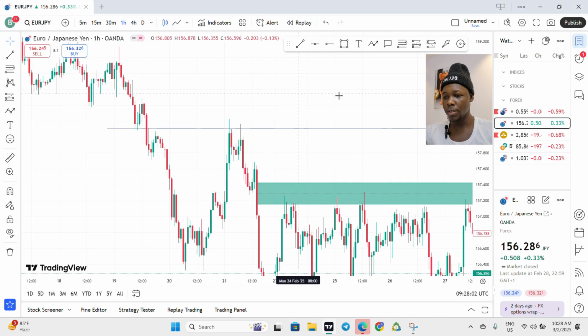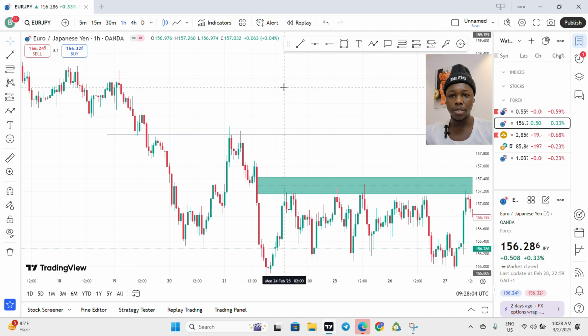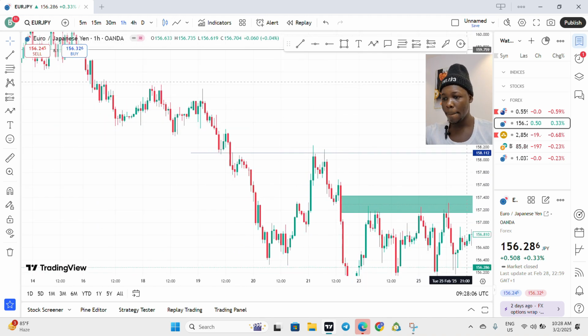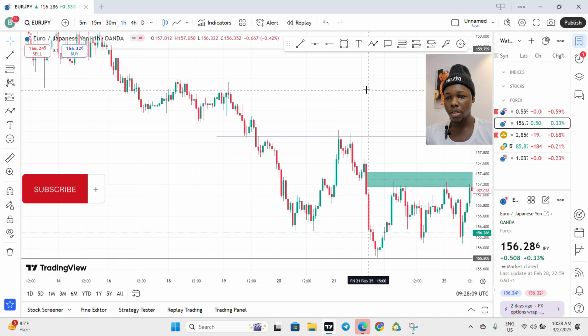This is Big Dollar FX, and today we are going to be looking at rejection zones. Let's look at and talk about rejection zones.